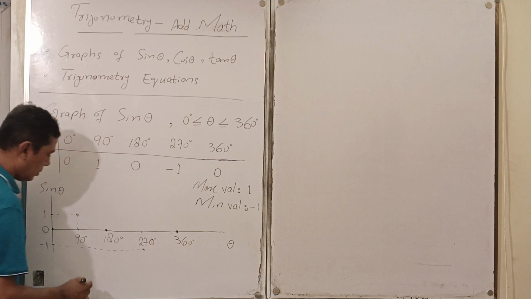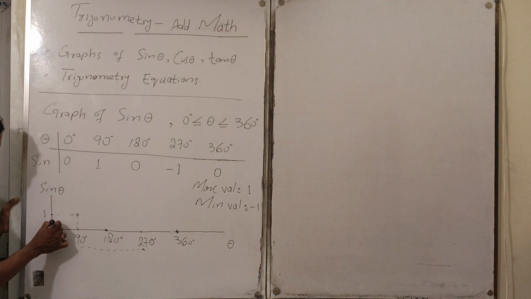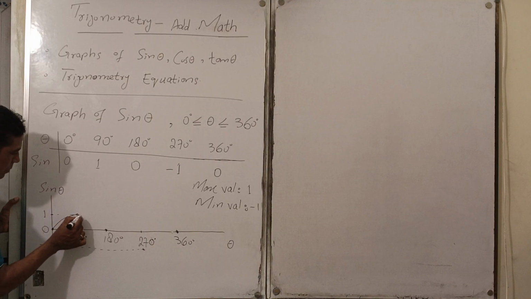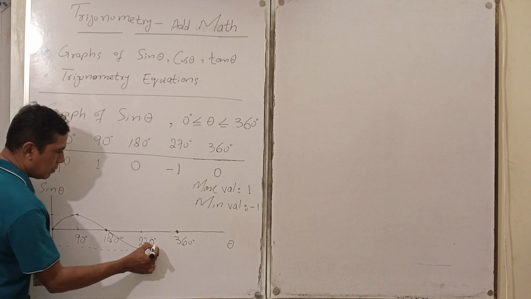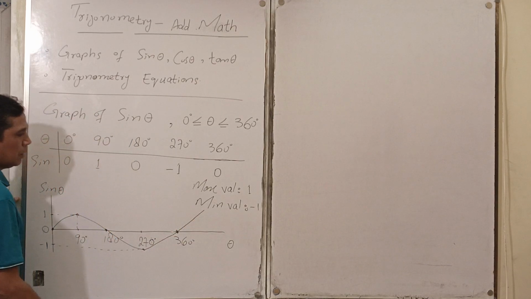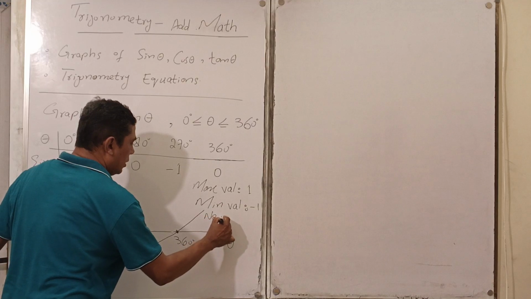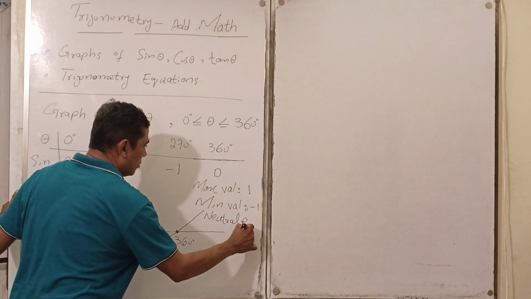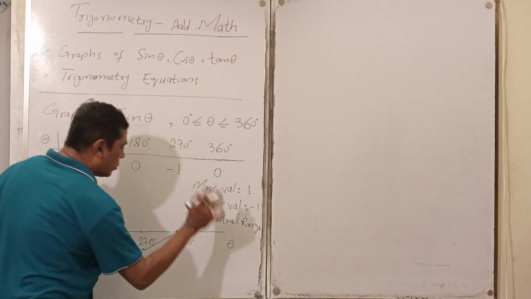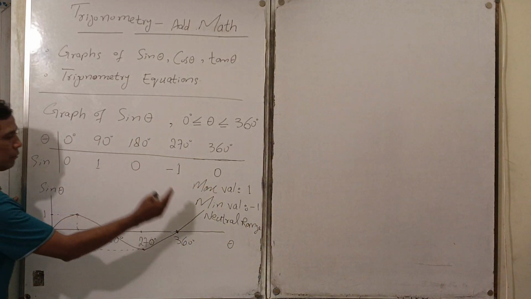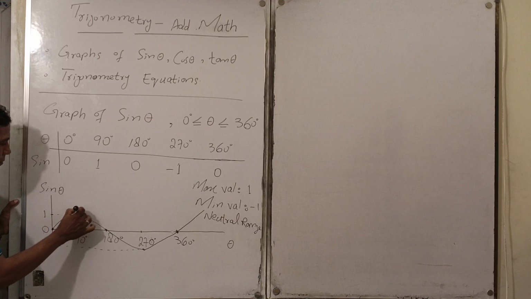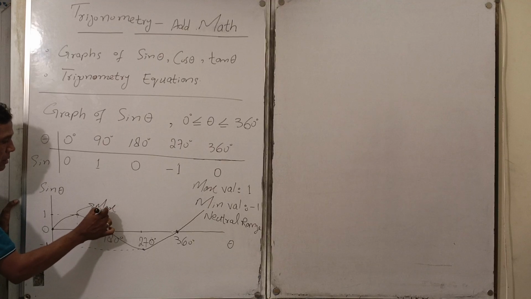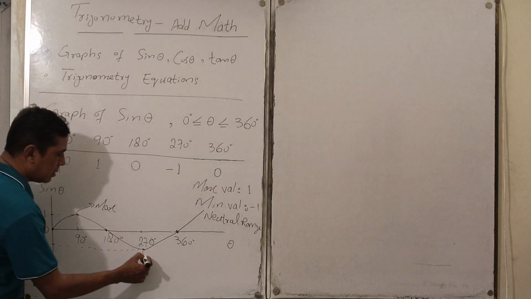So what shape will you have? This one, and this one. After 360 degree, it means that you will have this kind of shape continuing in future. So this is the max value, and this is the minimum.